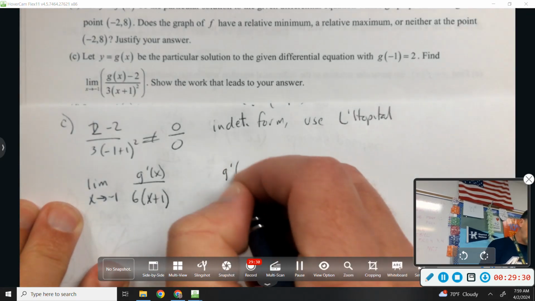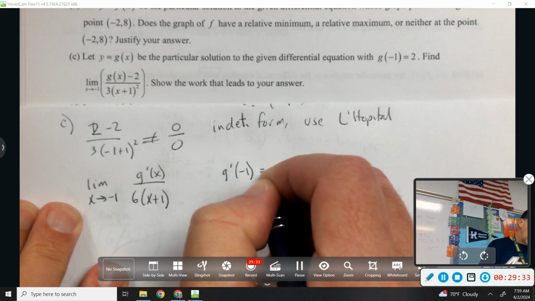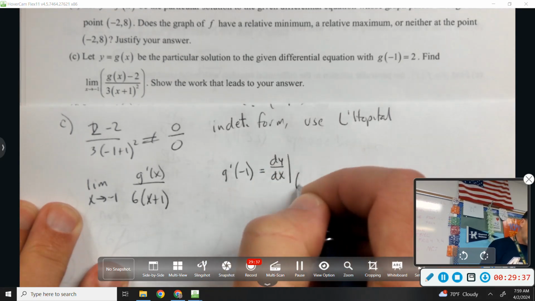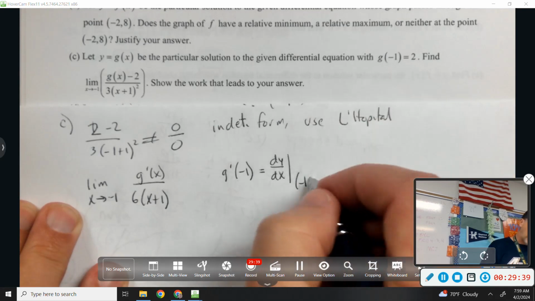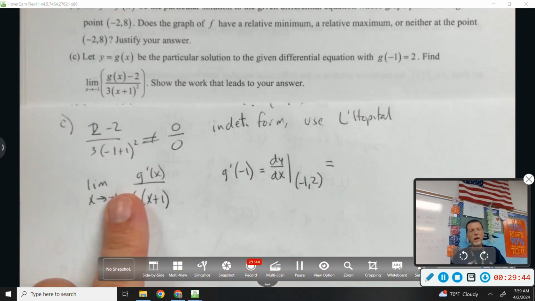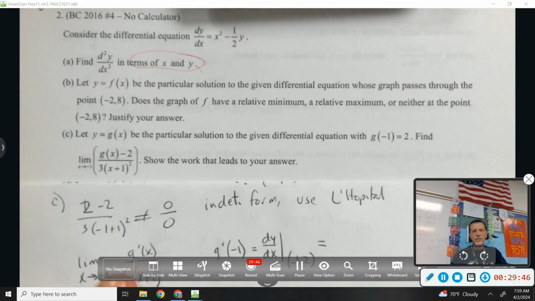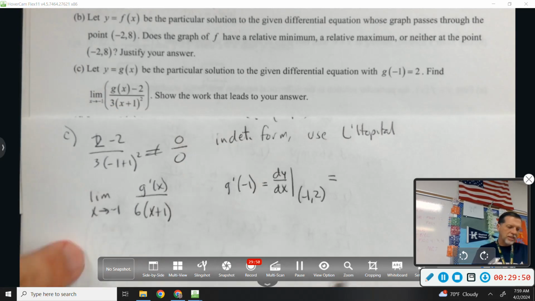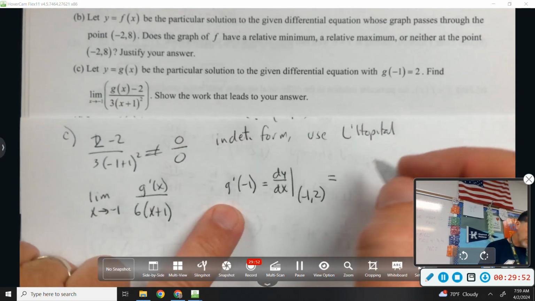But I need to know g prime of negative 1. That's the same thing as dy/dx at negative 1. So they gave us an expression for g prime. They didn't call it g prime, they called it dy/dx. But if g is a solution to that problem, then dy/dx is g prime.